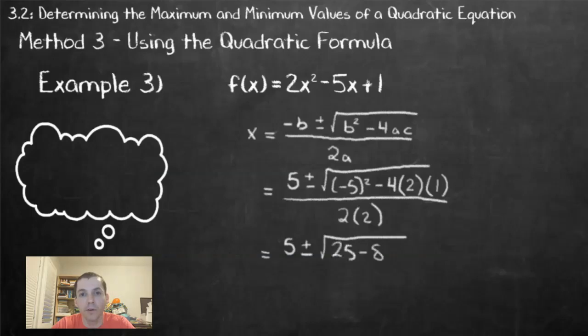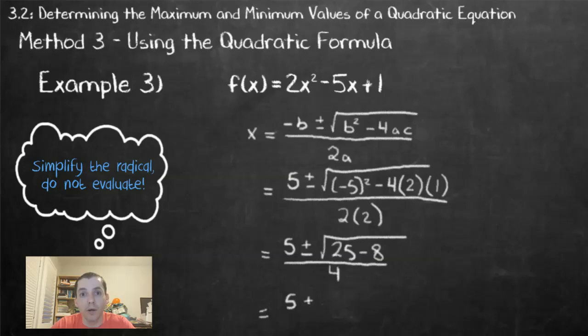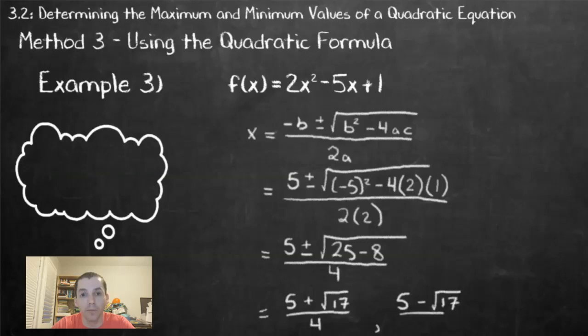Again, be careful with your order of operations and ensure you're simplifying as much as you can. We don't want to evaluate our roots. And once we get down to our last step, we are going to have two separate answers, as there's two roots in this example, by having plus the radical and subtracting the radical as well.